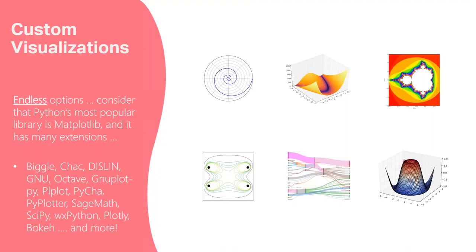endless. So if you think about Python, Matplotlib, which is what we're going to use today amongst a few other libraries, it has Biggle, Chalk, Dislin, GNU Octave, NuPlot, PyPlot, PyChop, PyPlotter, SageMap, and on and on and on. And all of those have visualizations, and they all have math libraries, and they all do this really rich rendering capability. They have really rich APIs. So all told, there's probably thousands of combinations of things you can do out there when you think about Reveal working with Python and R.